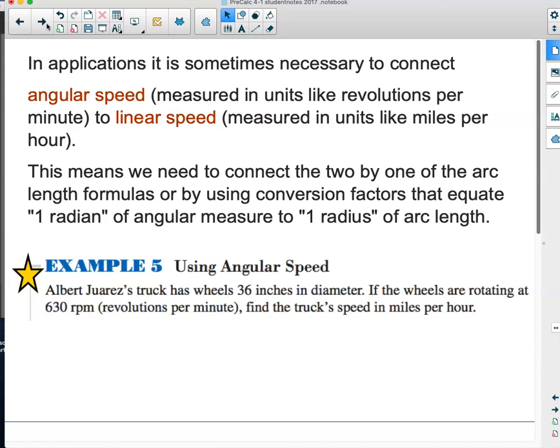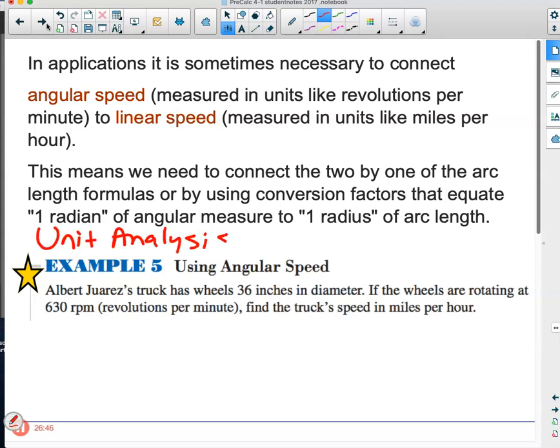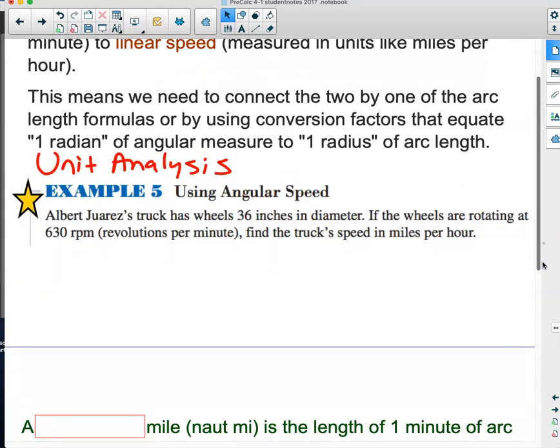The other place is going to be anywhere that you have gears. So anybody that works in any place where you have machinery and you're using gears, it's another important application. This means we need to connect the 2 by one of the arc length formulas, or by using conversion factors that equate 1 radian of angular measure to 1 radius of arc length. This brings us back to unit analysis, also known as dimensional analysis in your science classes. It has to do with the labels. So if we can just keep focused on getting the labels we want, then we'll be okay.